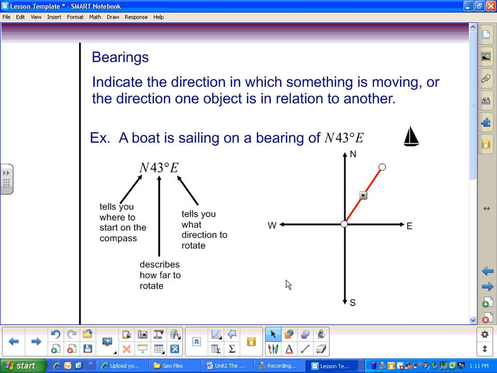Now I would go ahead and label this angle as 43 degrees, put that in there, and maybe even put in a little arc so we know for sure that's the angle we're talking about. So this is a great diagram that shows us our boat traveling at a bearing of north 43 degrees east. Let's look at one other example of some bearings, and then we'll talk about an actual problem that you have to set up.